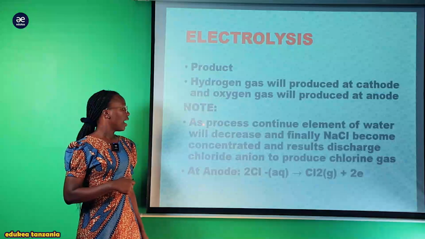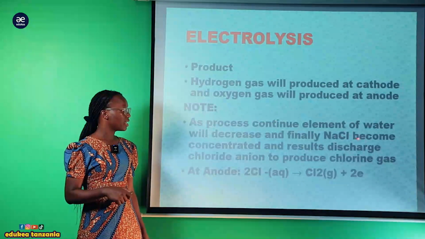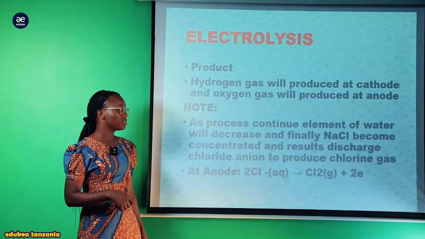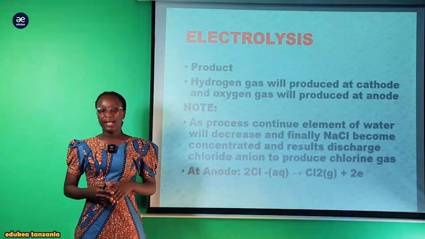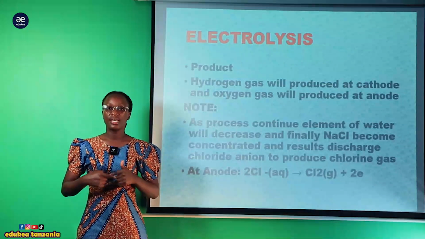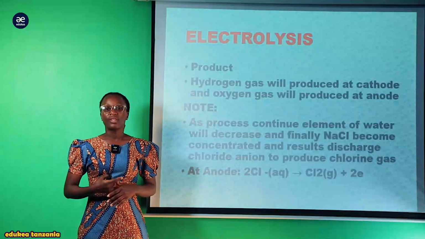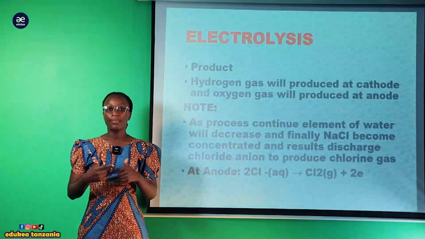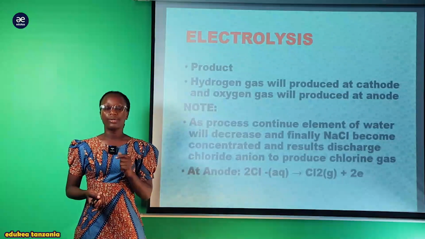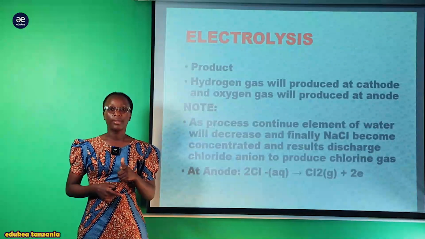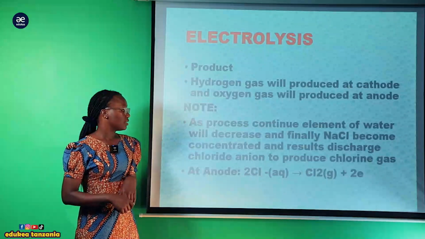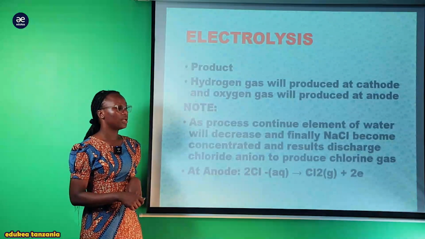Something to note here is, as the process continues, the amount of water will decrease and the sodium chloride becomes concentrated, and as a result chloride ions are discharged to produce chlorine gas. Kwamba kadri process inavyoendelea, the concentration of water tends to decrease while the sodium chloride is concentrated in the solution. If it is concentrated, it means that the OH will stop being produced, while what will be discharged is the chloride ions at the anode. So the product at the anode is chlorine gas. As you can see here at the anode, the chloride ions lose electrons and are discharged into chlorine gas.